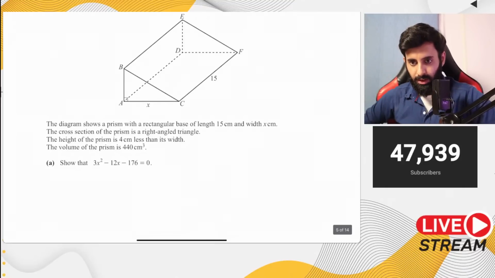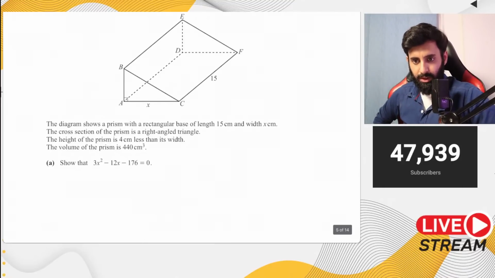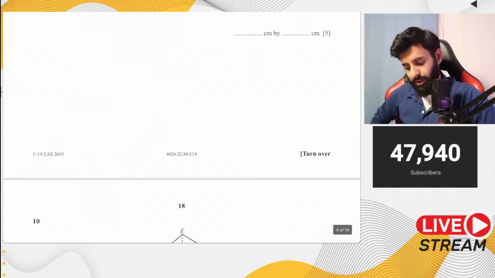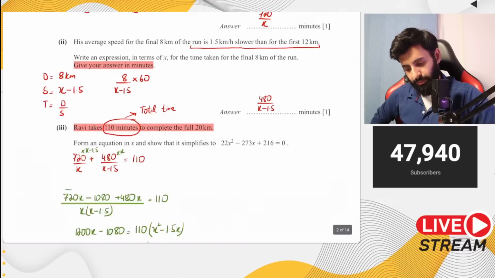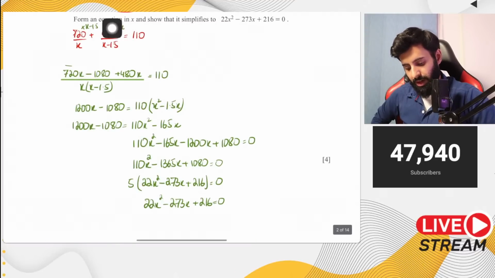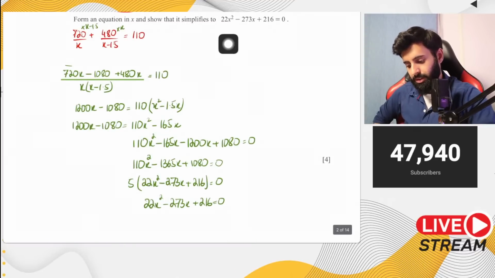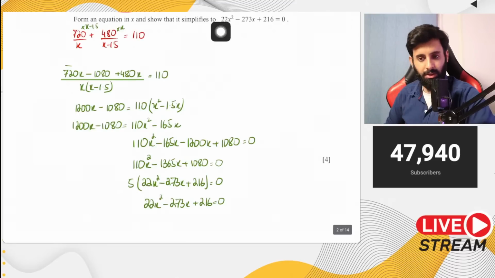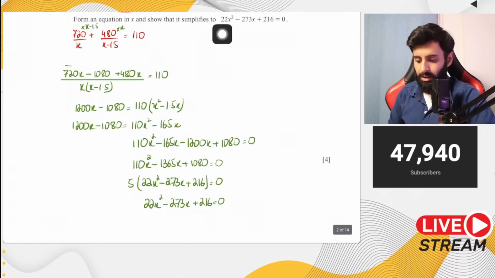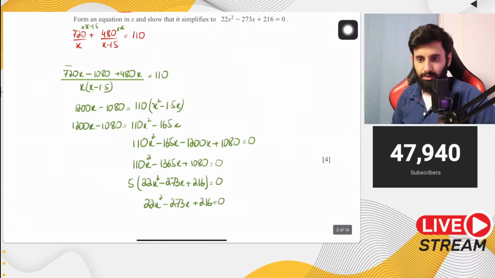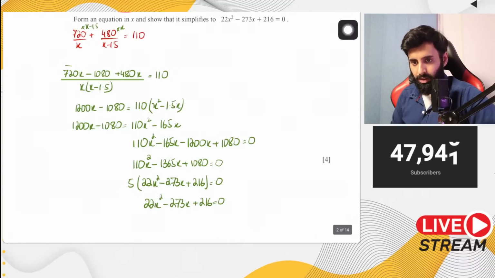Sir, how do we know that we have to take common like you took 5? So you look at your answer and the way the answer is given. Here you have 110 and you have 22. What can you do to 110 to turn it into 22? There's only one way, and that is by taking 5 common. So you take 5 common and that's it. You have your answer.